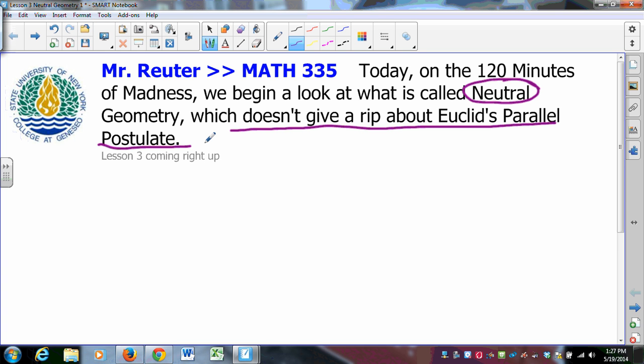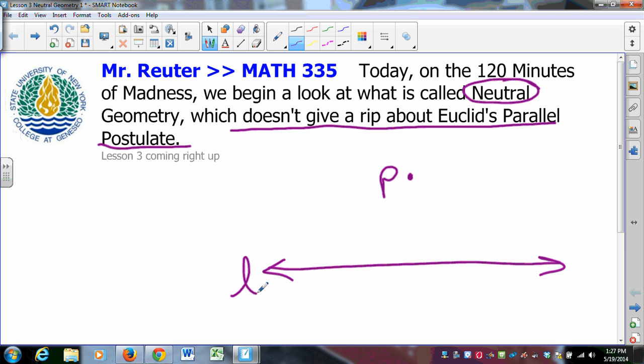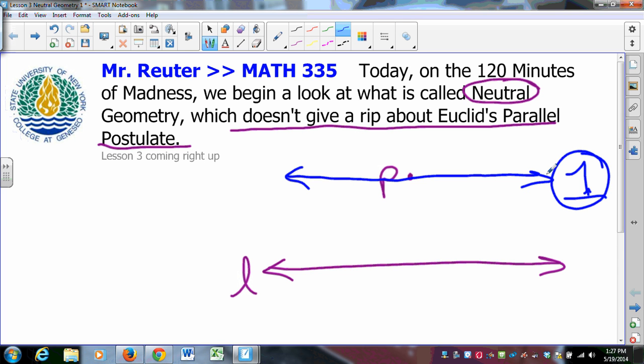You'll remember that Euclid's parallel postulate said: I've got a line, I've got a point not on the line. How many lines through this point P can be drawn parallel to that line L? And Euclid's answer was 1. Of course there's 1. How could there be any more than 1? And it turns out that there are many ways where there could be more than 1.